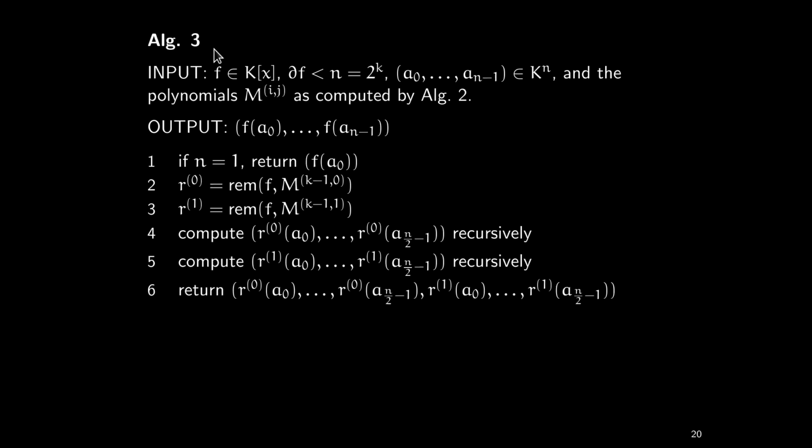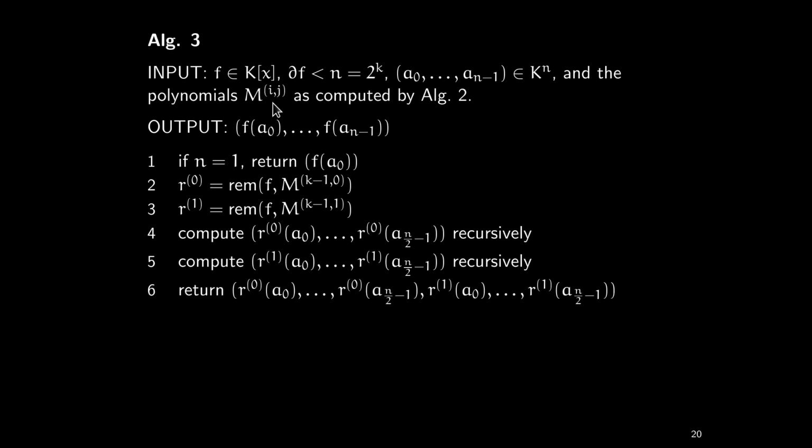algorithm, where the input is the polynomial that we want to evaluate, and it's assumed, as before, that its degree is less than n, and n is a power of 2. And then we have n evaluation points where we want to obtain the values of f. And we also assume that these capital M, these polynomials from before, have been prepared, and they are now part of the input. I've computed this multiplication tree, and I don't want to compute it again on the fly. I just want to store it somehow, somewhere, so that I can refer to the polynomials in its nodes.